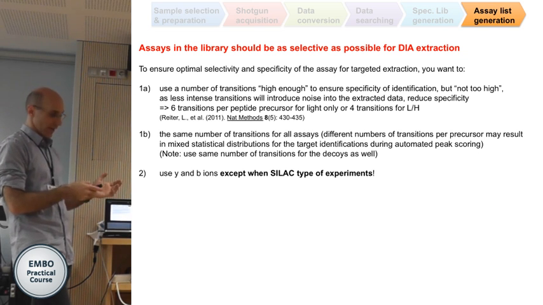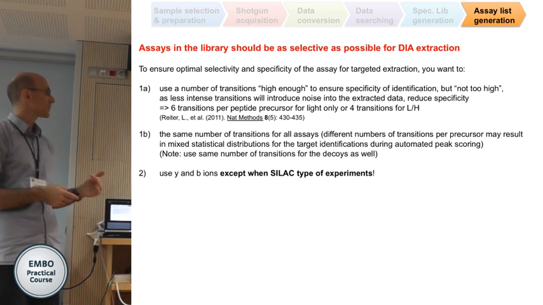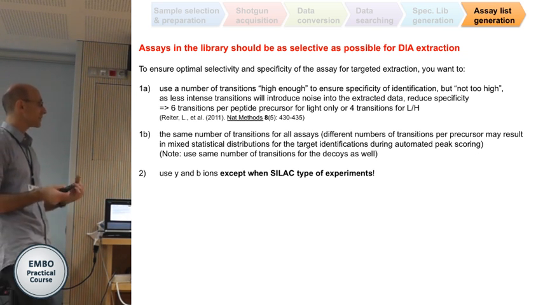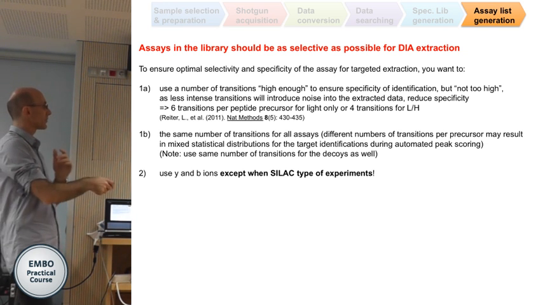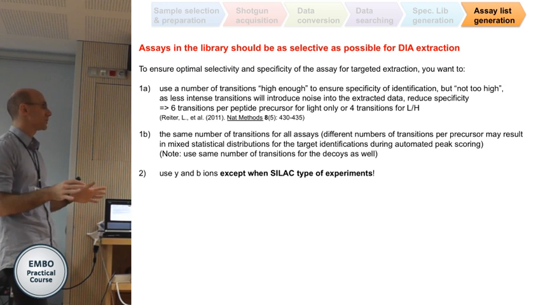You want to use B and Y ions, except for SILAC workflows. So in SILAC, especially in SWATH, the heavy and the light will very often fall in the same window, and therefore the B ions will overlap. So you don't want to use B ions in this case, you just want to use Y ions.